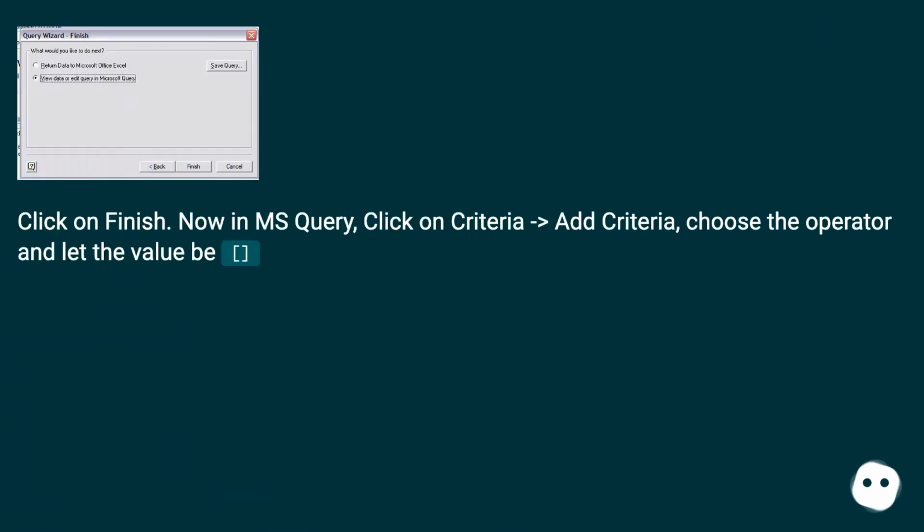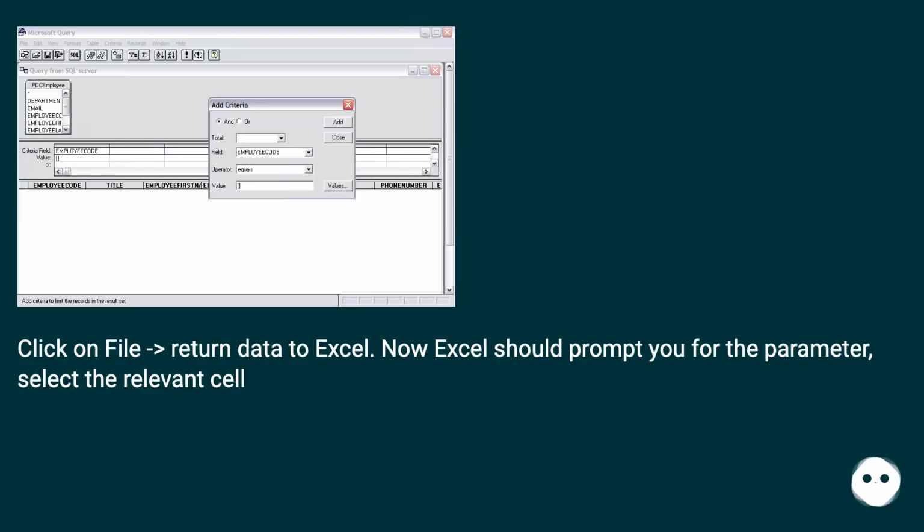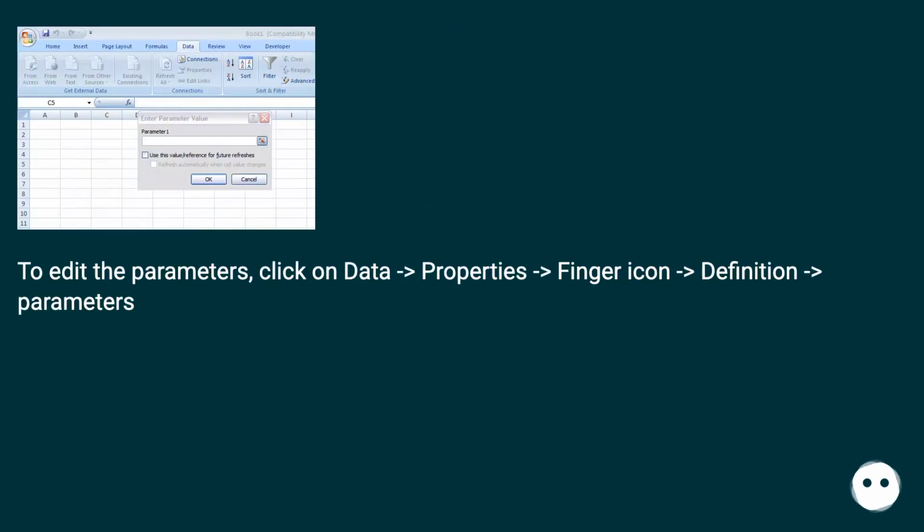Click on Finish. Now in MS Query, click on Criteria, Add Criteria, choose the operator and let the value be. Click on File, Return Data to Excel. Now Excel should prompt you for the parameter, select the relevant cell. To edit the parameters, click on Data, Properties, finger icon, Definition, Parameters.